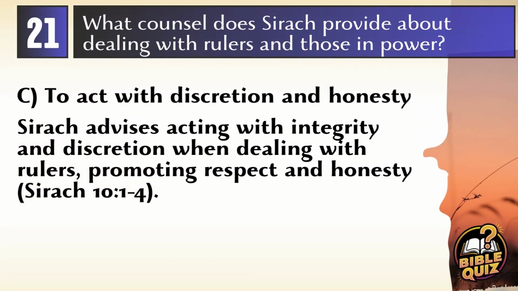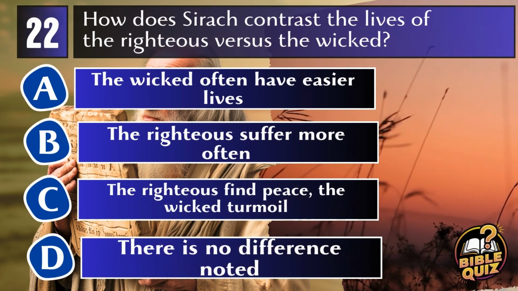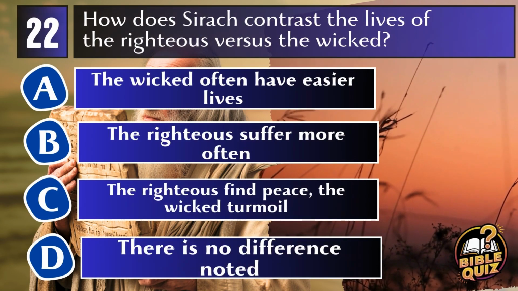Answer C. To act with discretion and honesty. Sirach advises acting with discretion and honesty when dealing with rulers and those in power, promoting integrity and respect as key in maintaining good relations. Sirach 10:14. Question 22. How does Sirach contrast the lives of the righteous versus the wicked?